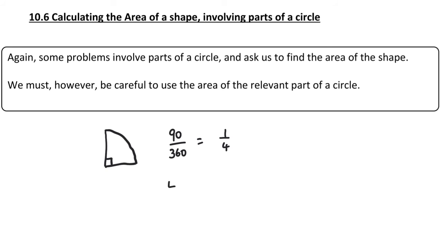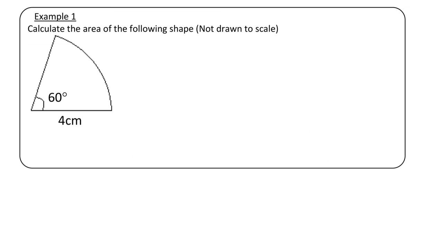If the angle we were given was 45 degrees, then if we put that as a fraction out of 360, that would be an eighth of the circle. If we were given a 30 degree angle, then as a fraction out of 360, that would be a 12th of the circle. So if we want to know the fraction of the circle involved, we put the angle over 360 and simplify, and that'll tell us how much of the circle we need.